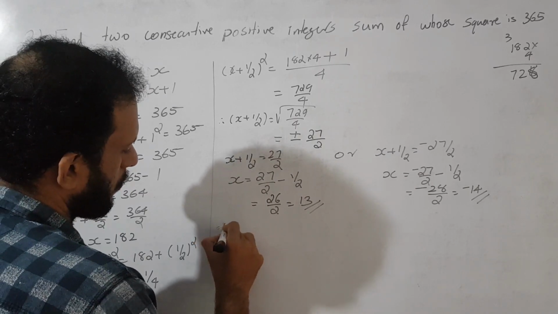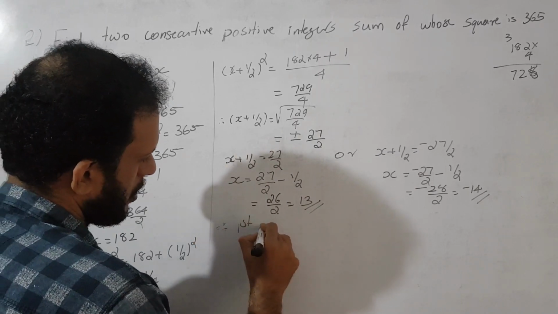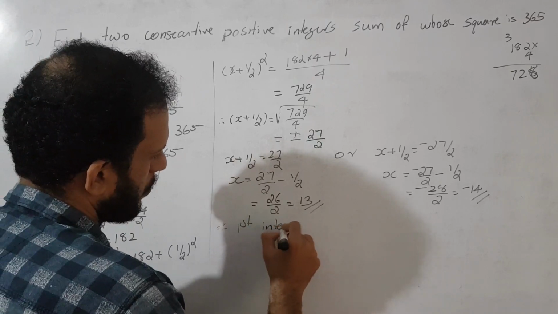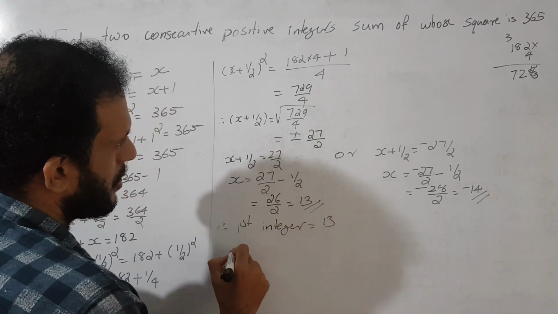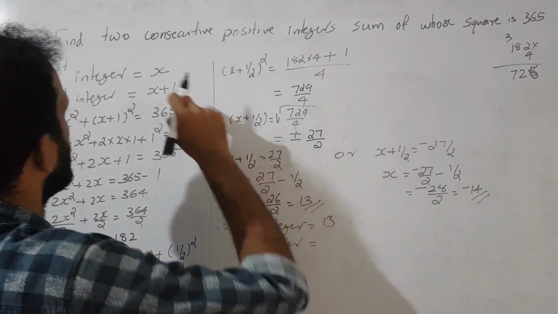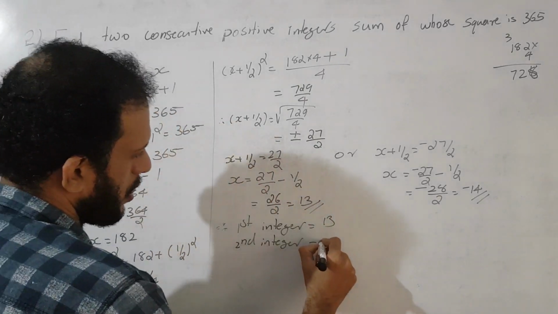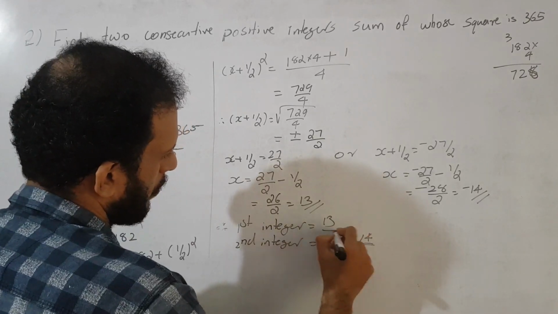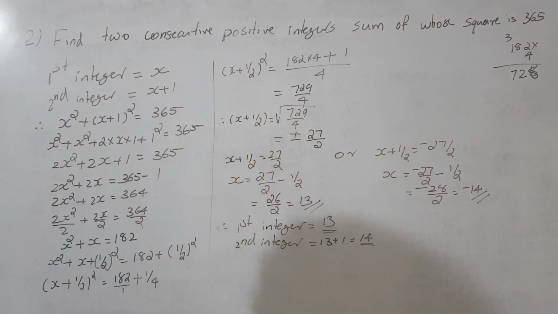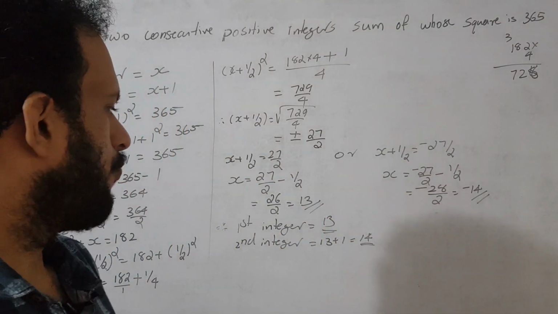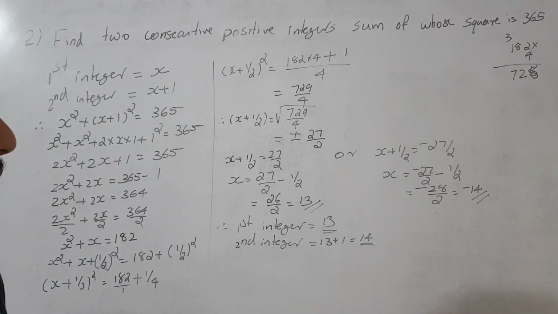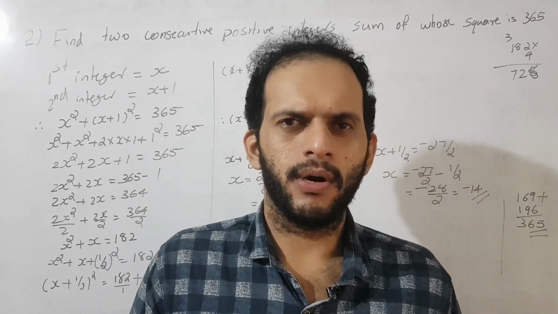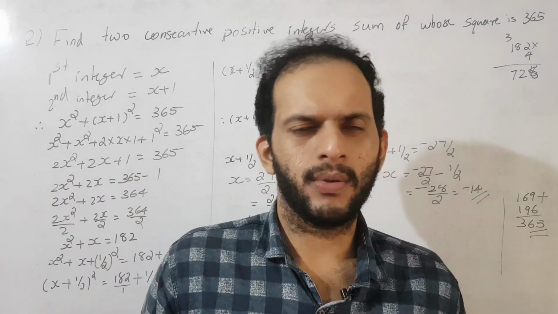Therefore the first integer is equal to 13 and the second integer is equal to 13 plus 1, which is equal to 14. Then here we have the two numbers, two integers. The first one is 13 and the second one is 14. I think you got the idea of how to apply the completing square method.